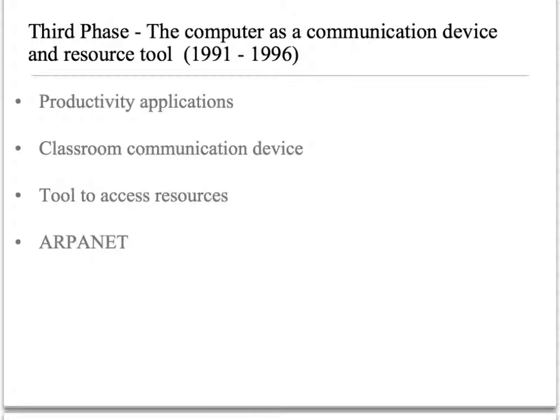The third phase, which began in 1991 and ended in 1996, the computer was a communication device and resource tool. During this phase, there was a transition from learning about computers to learning with computers. Productivity applications such as word processors and databases were being used. Computers were used as classroom communication devices, as well as tools to access resources. The Advanced Research Project Agency Network, or the ARPANET, was created. The ARPANET was an early network that linked engineers and scientists, permitting a shared place for collaboration. The creation of the ARPANET was a critical step toward creating the Internet.